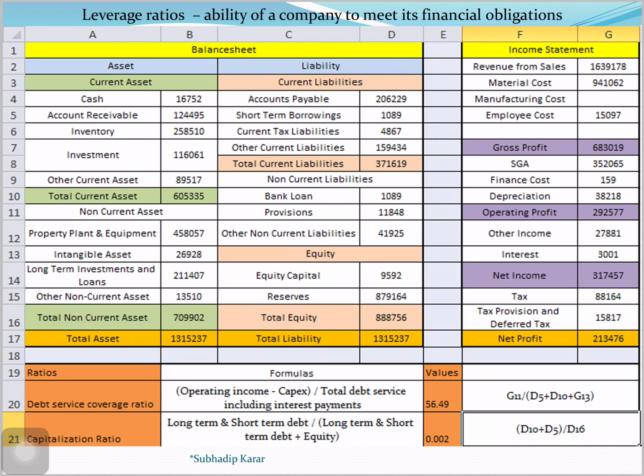In this example, it is 56.49, which is way higher than 1, meaning it is taking very little debt or loans from the lenders. So it has a high capability to pay off that loan.